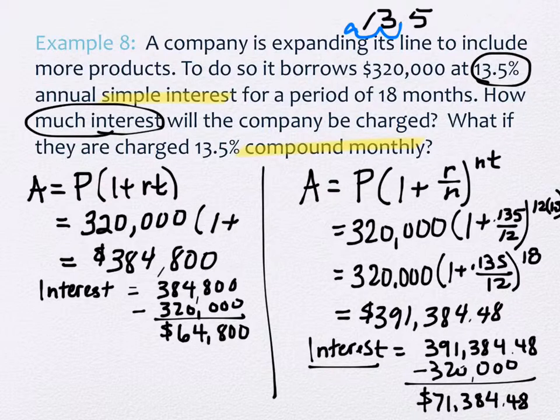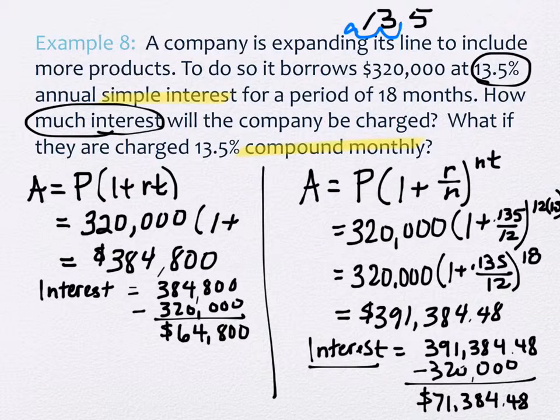Issue number 1, which one ends up charging more interest? The compounding one, right? The simple interest charges less interest, compounded interest charges more interest. Something to be aware of, okay? The second thing to be aware of is what Andrew was trying to tell us before. With the first formula, there is actually another way to do this problem. There is a direct way to do it.